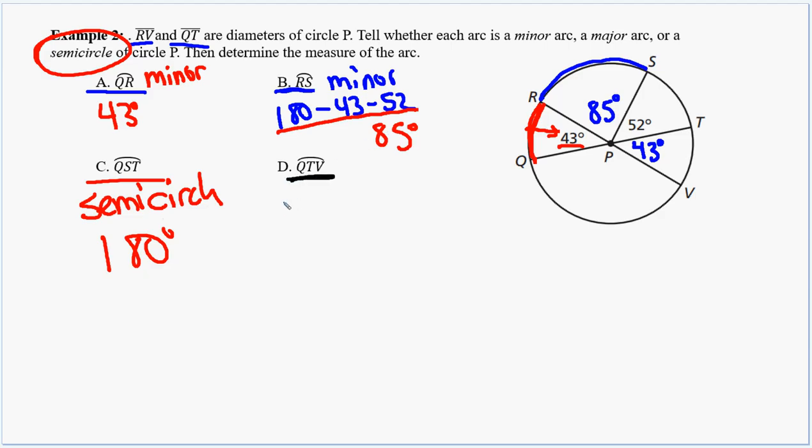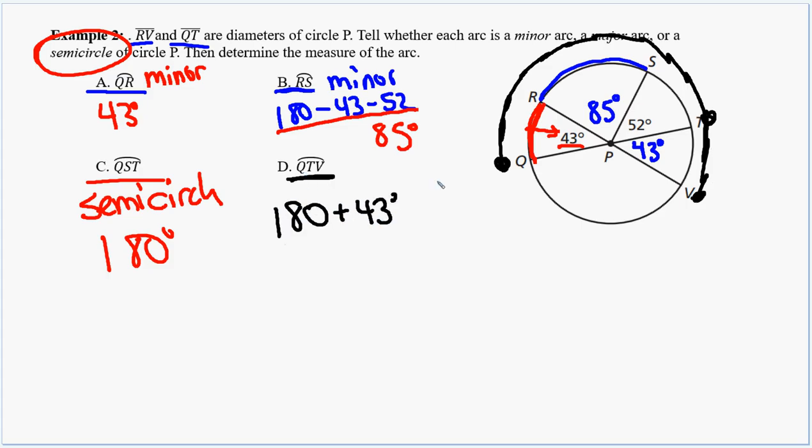Last one, Q to T to V. So here's Q, and we're going to go to T. So that's 180 degrees, and then we're going to go a little farther to V. So to find the measure of the arc, it is 180 plus the extra 43 degrees here. So that adds up to 223, and that is also a major arc.